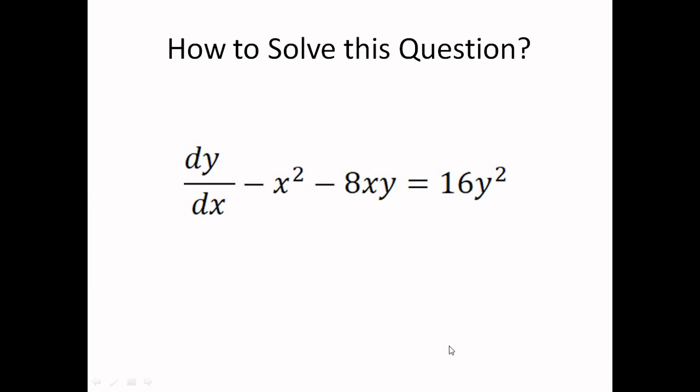Now here is another question, and my question is how to solve this type of question: dy by dx minus x square minus 8xy is equal to 16y square. Well, think about whether this question can be solved using the method that we have learned in this lecture or not. Give your answers below the video.